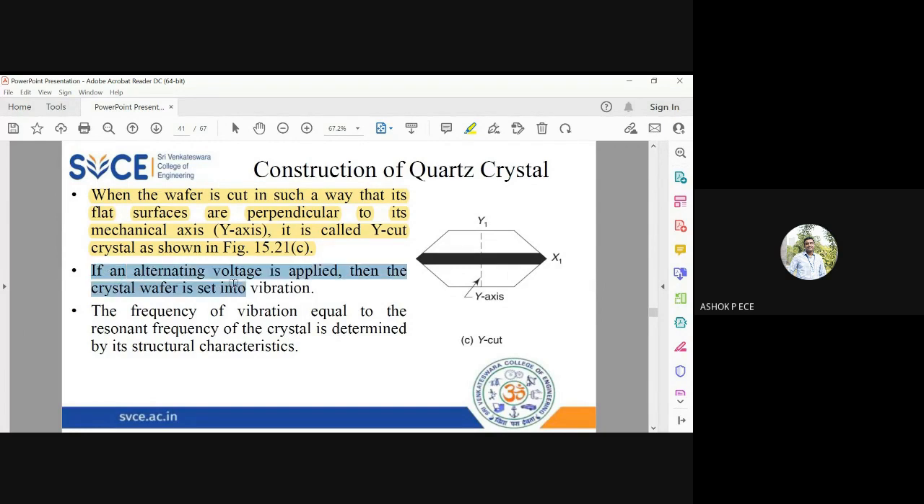So if we are going to apply an AC voltage, then the crystal is set into vibration. So the frequency of vibration is equal to the resonant frequency of the crystal. When you apply an AC voltage to the crystal, it starts vibrating. All the molecules in the crystal are set into vibration. So how much the crystal is vibrating will determine the resonant frequency of the crystal. Okay, that is a very interesting property of the crystal.